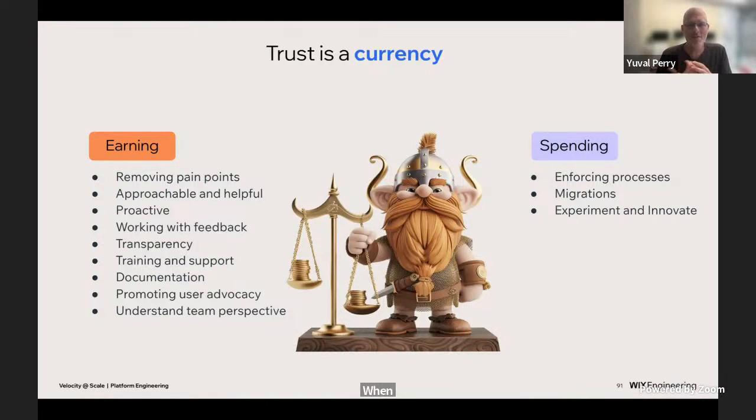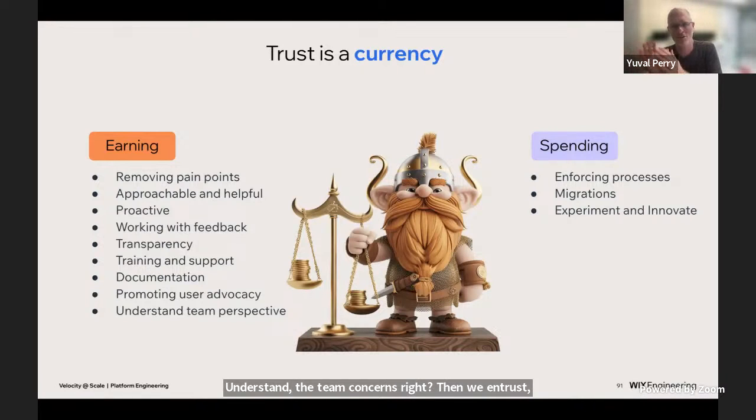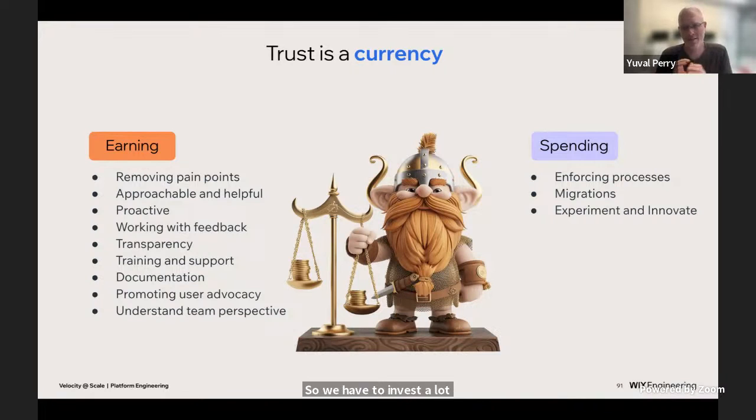or when we understand the team's concerns, right? Then we earn trust. And we earn trust only for one thing, because we want to spend it. We want to spend it on new areas and new adventures that we want to take the infrastructure group, right? And spending is either exploring new innovation, or forcing people to migrate to the new system, or enforcing processes. So we have to invest a lot in earning trust, and then we sometimes can spend a little trust to do what we want to do.